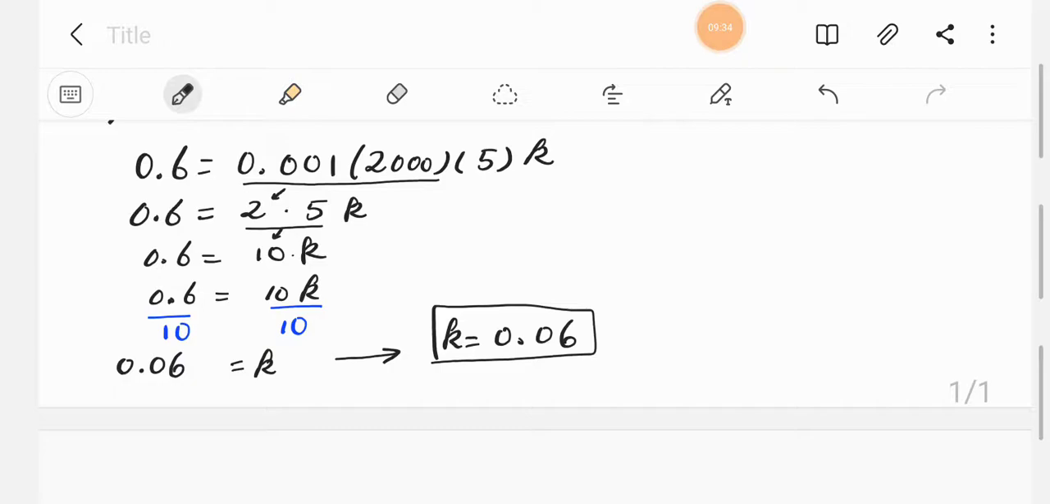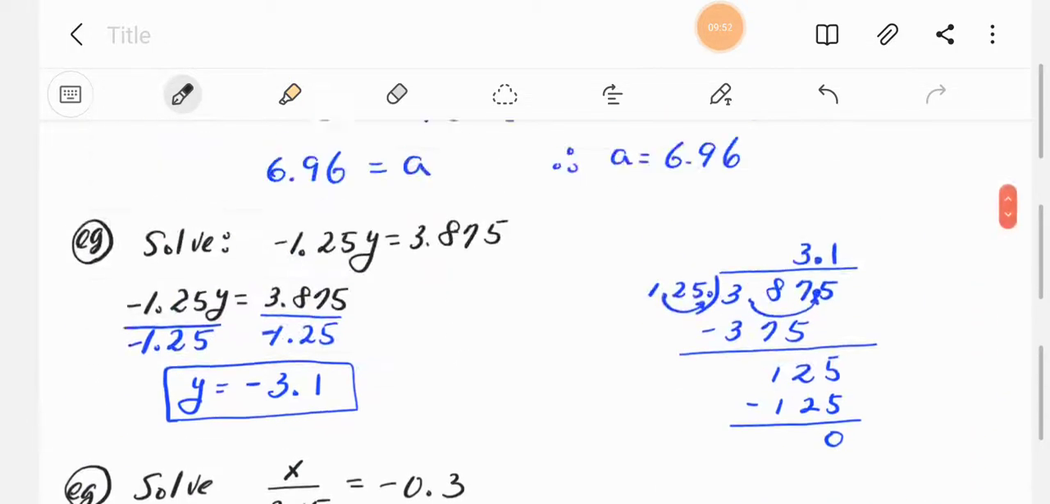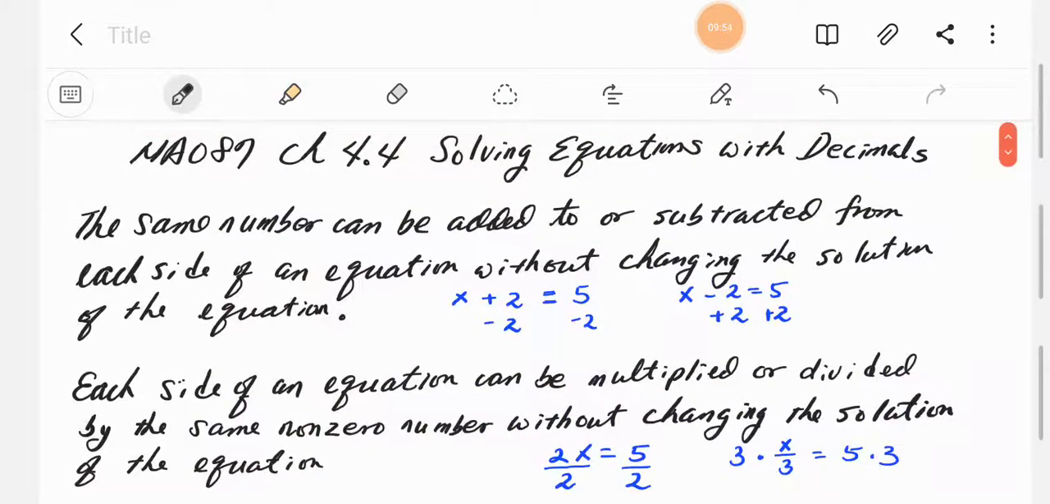All right. So that's it. This section is really simple. It's pretty much similar to multiplying and dividing, solving equations of whole numbers. All right. Please do the exercise.